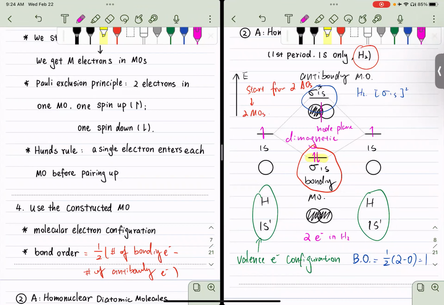So how do we feel here? There is a lot of information here, but I hope this is a good demonstration of how we are going to do it. I have a question. Yes, go ahead. So how do you know which of the molecular orbitals, sigma 1s or sigma star 1s, to start filling up the electrons?